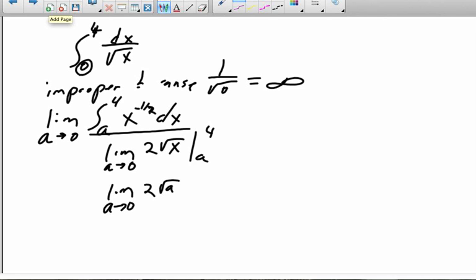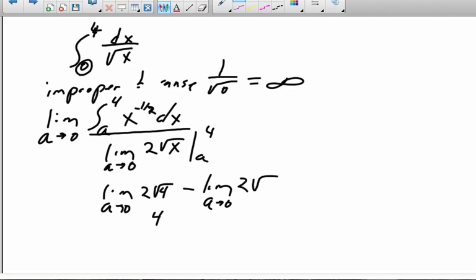Whoops, I got it backwards. I'm going to have a limit as a goes to 0 of 2 times the square root of 4, which is 4, minus, because there's no a in here, the limit as a goes to 0 of 2 times the square root of a, which is 2 times the square root of 0, which is 0. So my integral is going to equal 4.